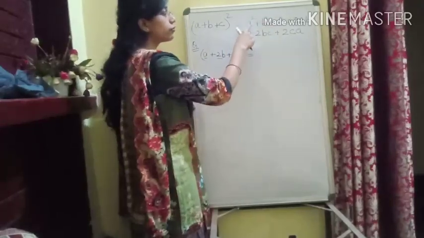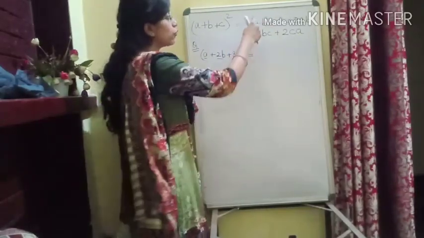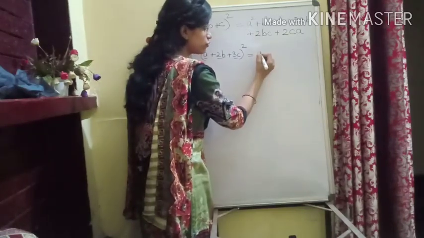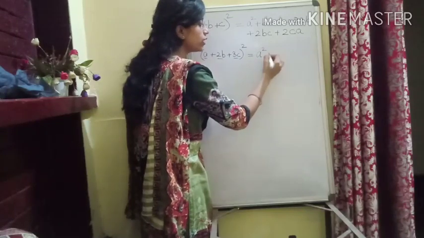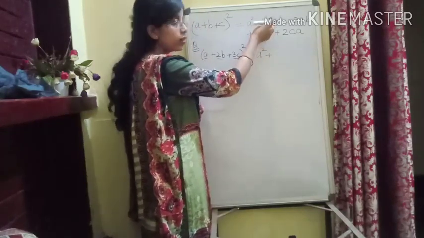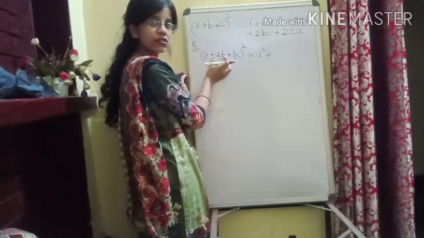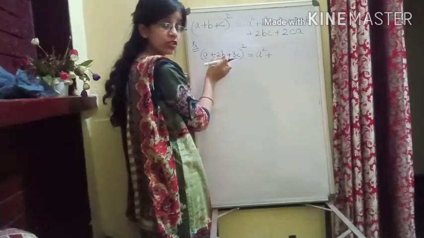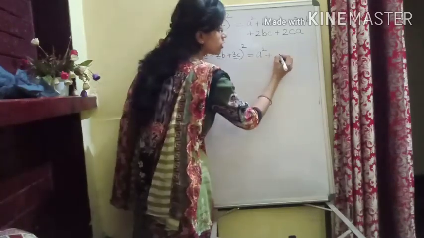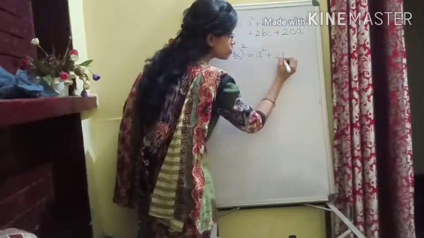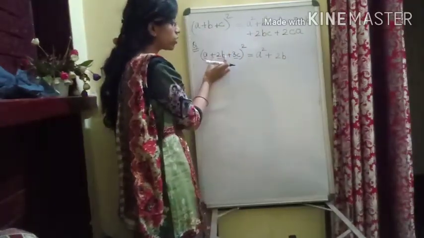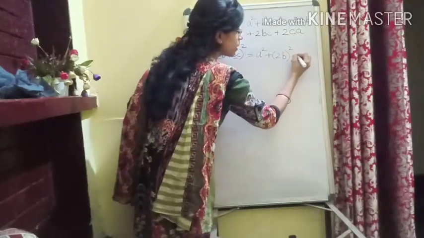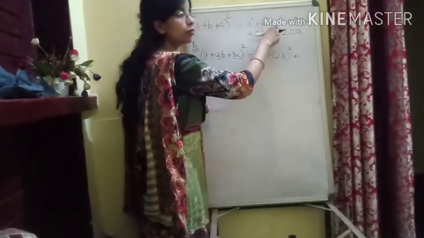Now let us put the values in the identity. According to the identity, the first term should be a square. What is at the place of a in the question? A only, so we are going to write a square. Next, according to the identity, should be b square. Now what is our b? It is 2b. So at the place of b square we are going to write 2b, which is given in our question, and we are going to square it. Plus the next term according to the identity should be c square.